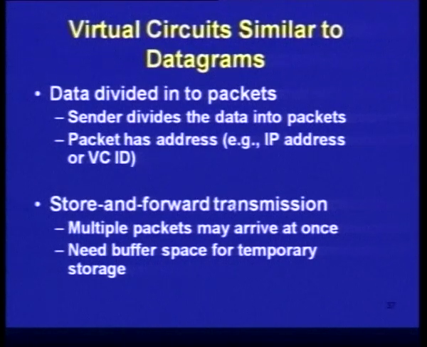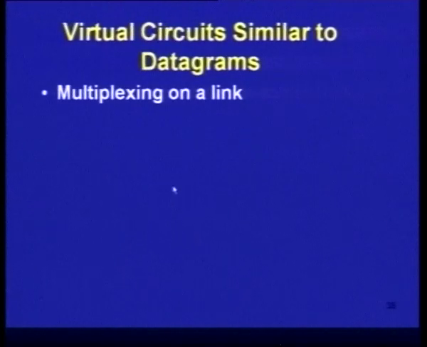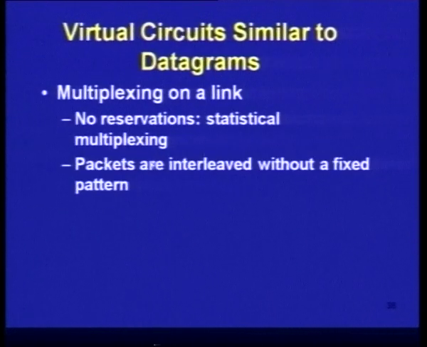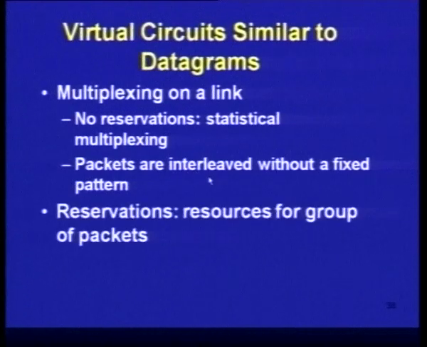Both of them use the store and forward mechanism, that is, multiple packets may arrive at once. So you need some buffer space for temporary storage, which is not required in the case of circuit switching. Similarly, multiplexing is done on a link. You can have multiple packets from different virtual circuits going on the link, similarly multiple datagrams going on the same link. So there are no reservations done in that sense. It uses statistical multiplexing, and packets are interleaved without a fixed pattern.